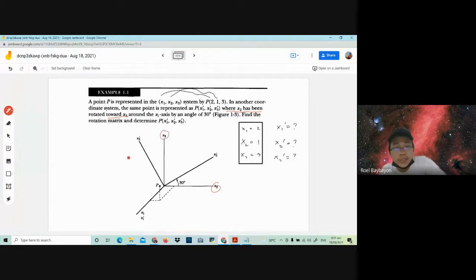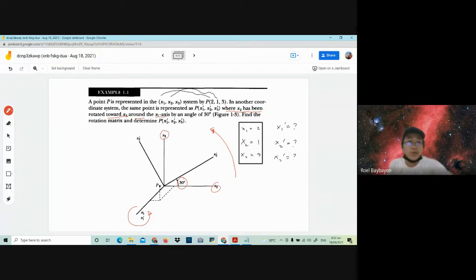So this is my x3. So ni-rotate si x2 padulong dito. Padulong ni x3. So meaning, toward x3 around the x1 axis by an angle of 30 degrees. So ang angle niya is 30 degrees. Meaning, kung imo ang buhaton ko na ko'y tulo ka stick, ang imong gibuhat is gi-rotate nimo na yung x1 axis. Tama ba? So wala nag-change si x1. So gi-rotate nimo pa counterclockwise with some angle 30 degrees.